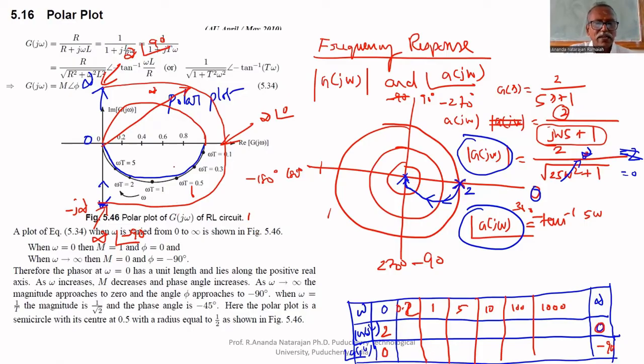Already I told you that it will be looking like this. In addition, you have to plot this also. Here, all values are infinity. Only the angle is varying from plus 90 to minus 90. The angle traces this semicircle, varied from plus 90 to 0, then 0 to minus 90. But the magnitude is infinity only.